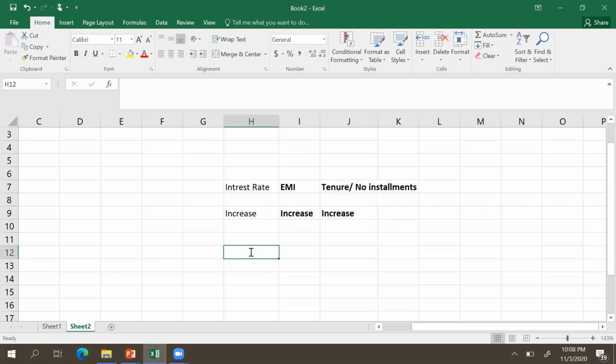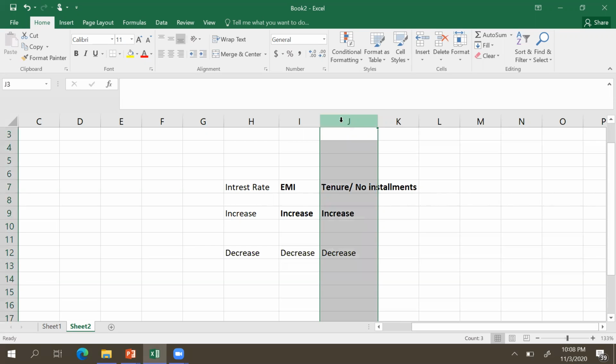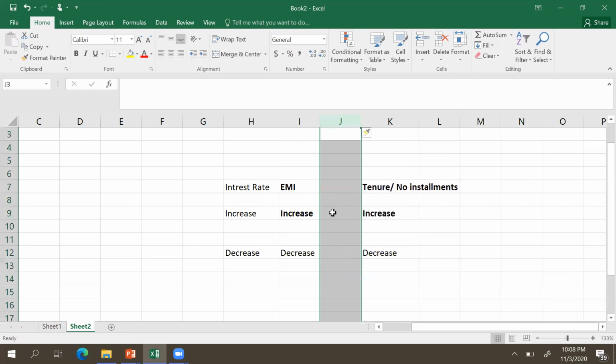And if the interest rate decreases, what can happen? Your EMI can decrease, keeping your tenure constant, or your tenure can decrease, keeping EMI constant. Okay, so what I am saying is that any of these two things are possible.